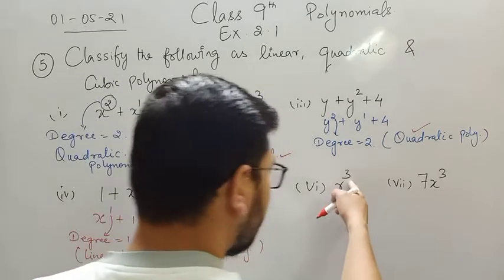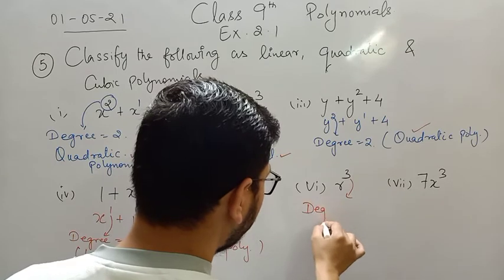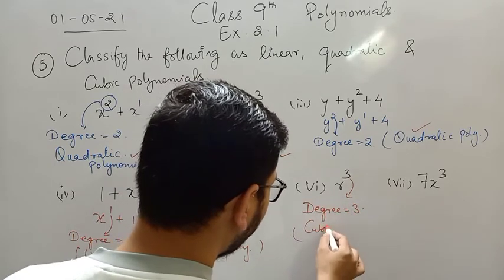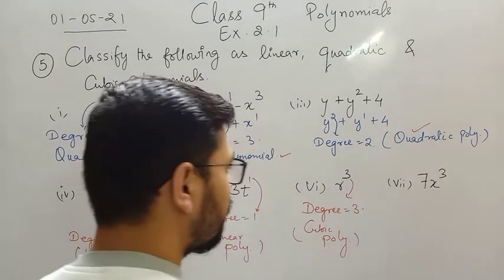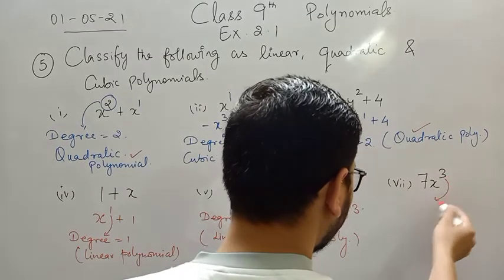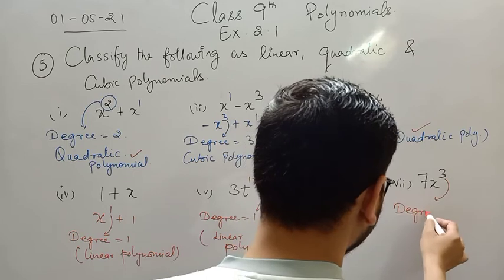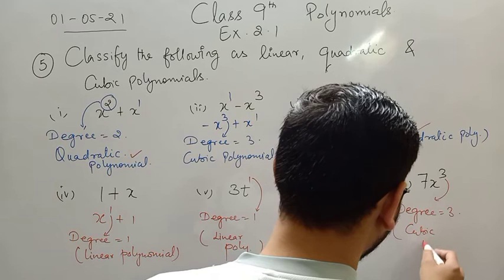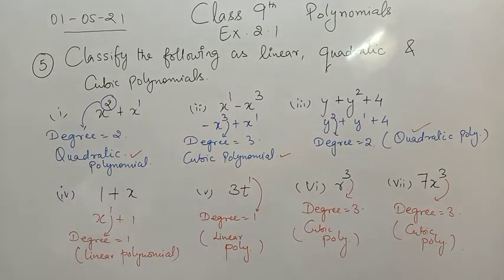Now the highest power is 3, highest degree is equal to 3, that means cubic polynomial. And again here the highest degree is 3, so this is a cubic polynomial. Please note it down fast, and if you have any doubt you can ask me.